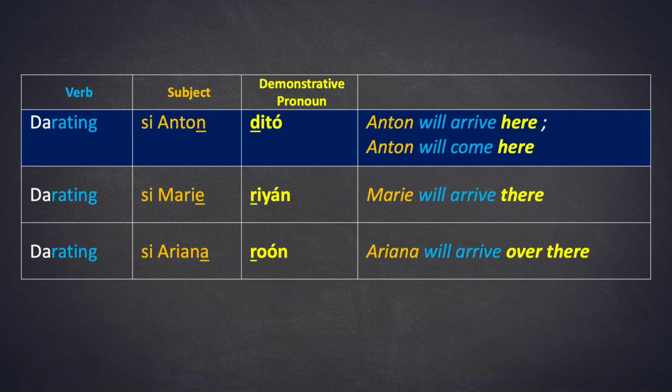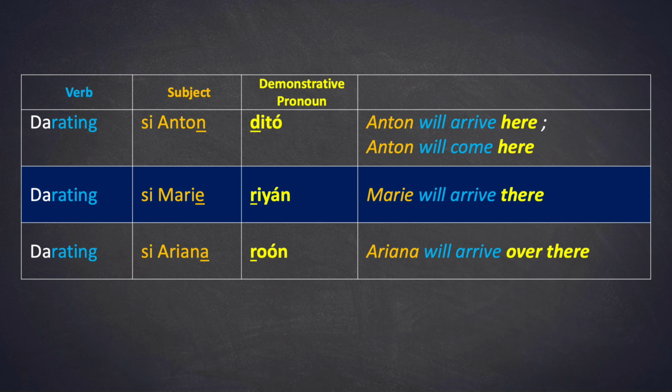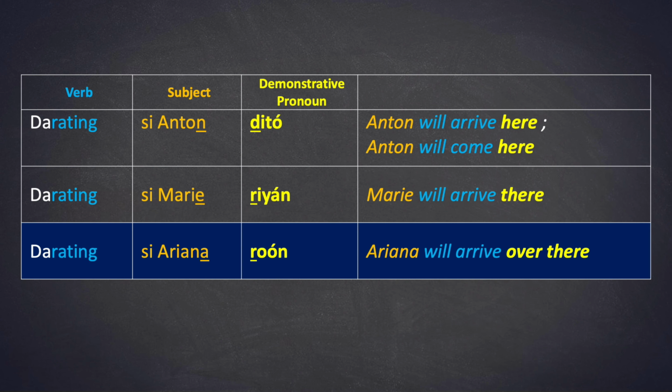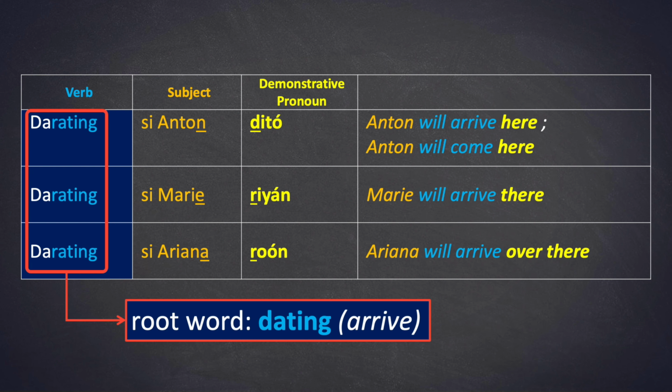Darating si Anton dito. Anton will arrive here or Anton will come here. Darating si Marie riyan. Marie will arrive there or Marie will come there. Darating si Ariana roon. Ariana will arrive over there. Darating is from the root word dating, to arrive.